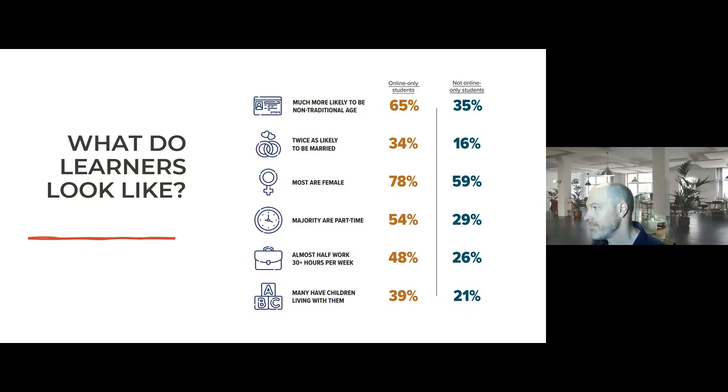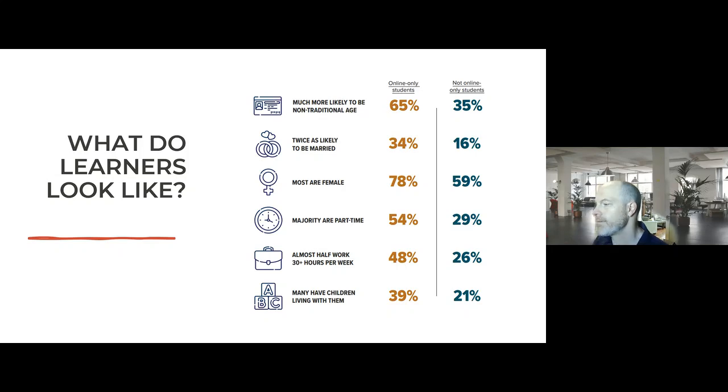You can see this looks fairly different from what we may remember from our own days as students. Mostly non-traditional age in this case with online at 65, but even in non-online, there's still over a third non-traditional age, and twice as likely to be married. So that's very different from early years where you didn't have that. We also have a greater proportion of females, which is a good thing, obviously.